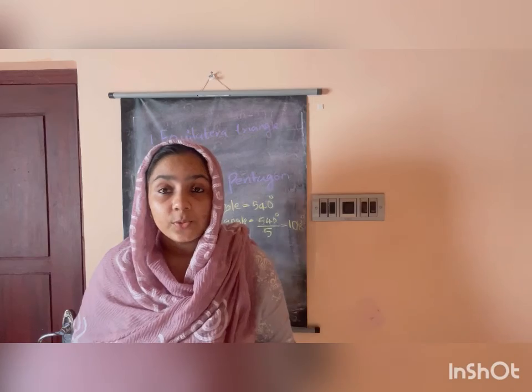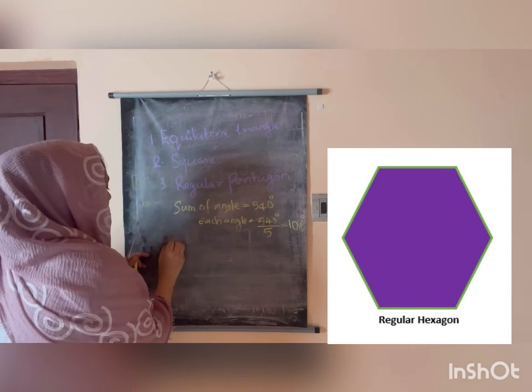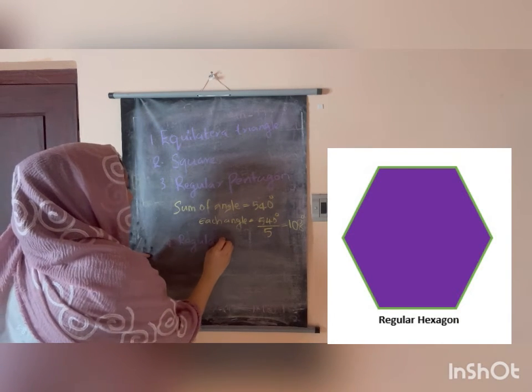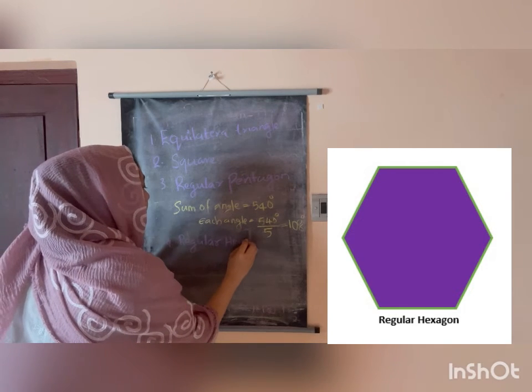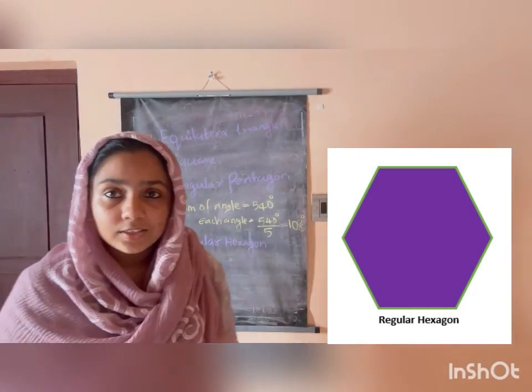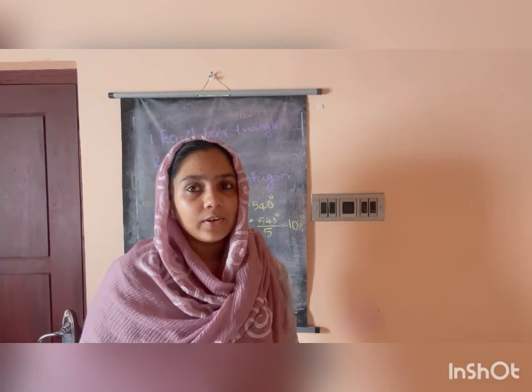Then we can discuss our six-sided figure. What was it? Hexagon. What will we call it when the sides and angles of a hexagon are equal? Yes, regular hexagon. Our fourth one is the regular hexagon. When the sides and angles of a hexagon are equal, we call it a regular hexagon. All of you understood? We need to find each angle also.